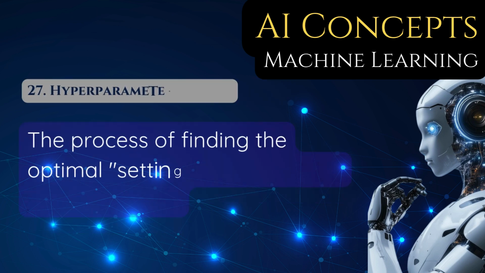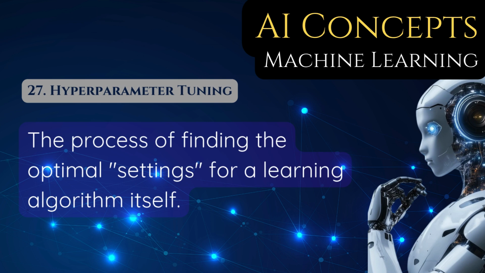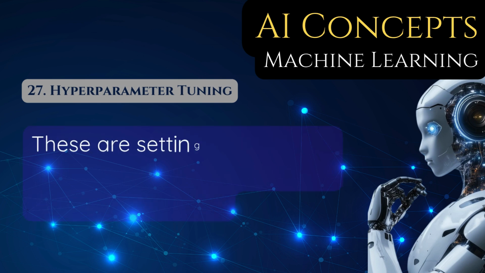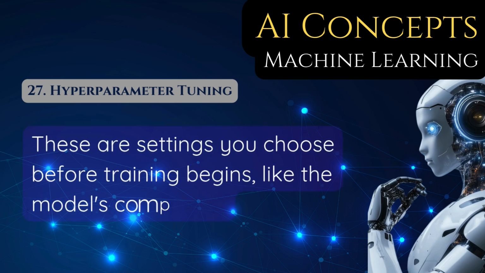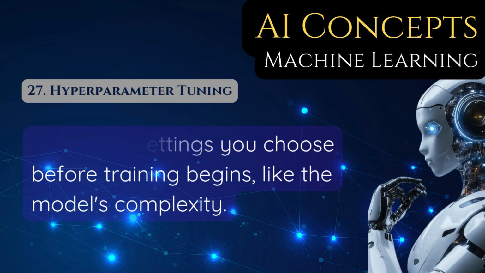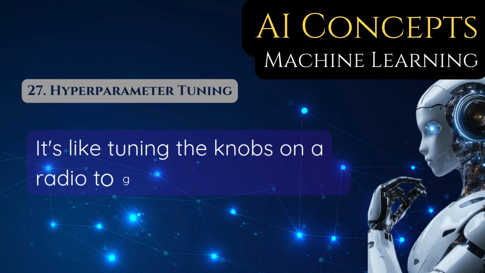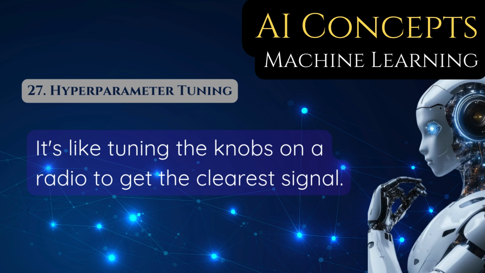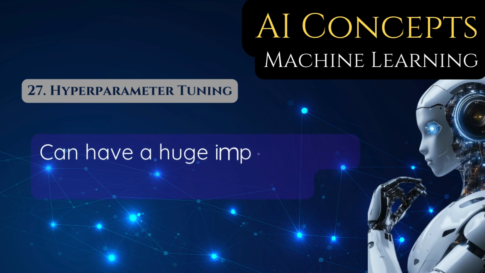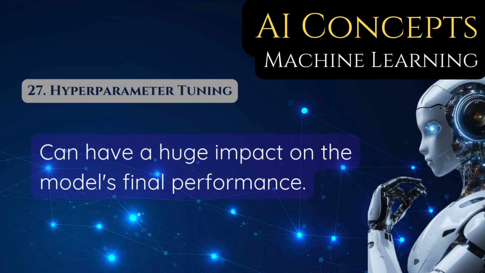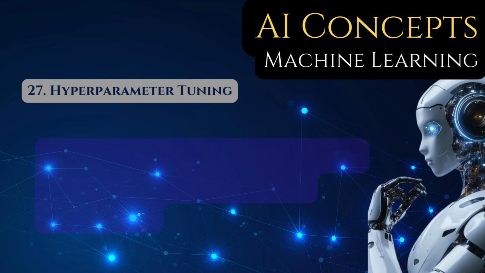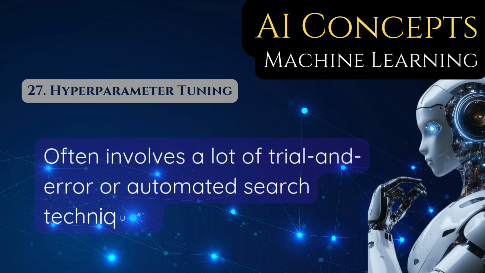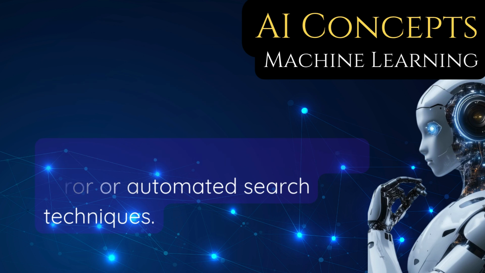27. Hyperparameter tuning: the process of finding the optimal settings for a learning algorithm itself. These are settings you choose before training begins, like the model's complexity. It's like tuning the knobs on a radio to get the clearest signal. It can have a huge impact on the model's final performance. It often involves a lot of trial and error or automated search techniques.